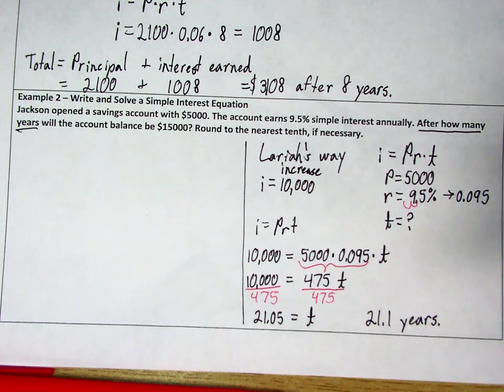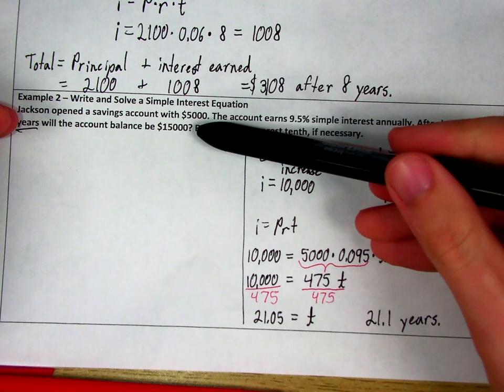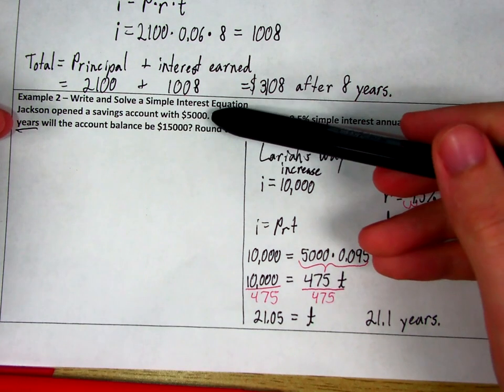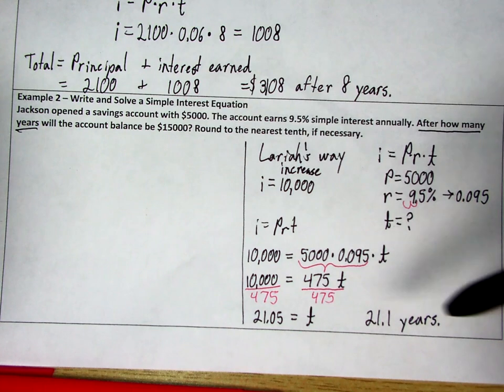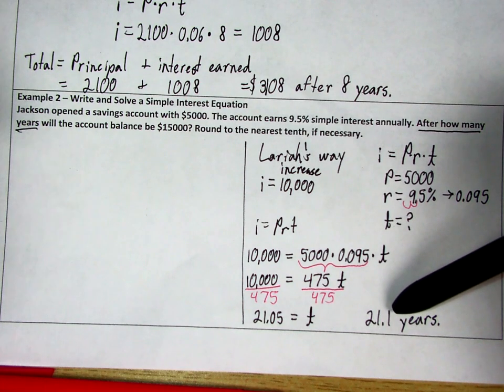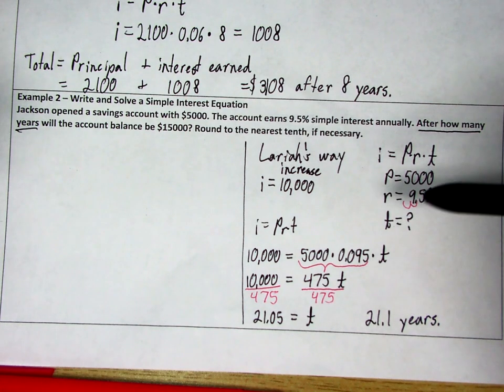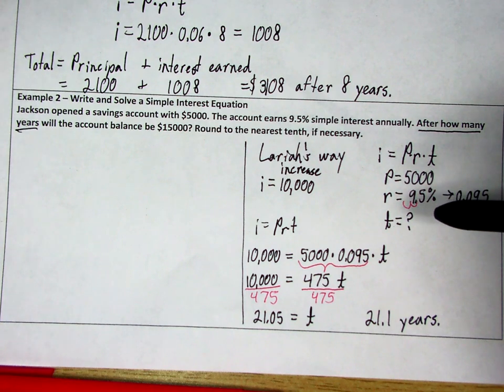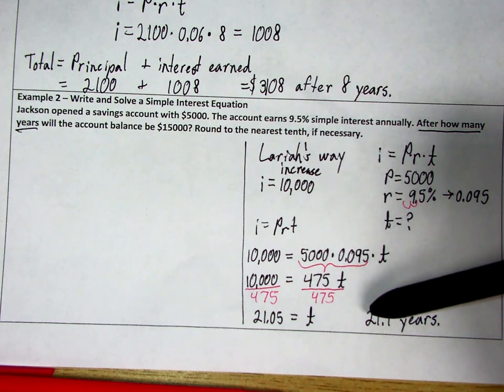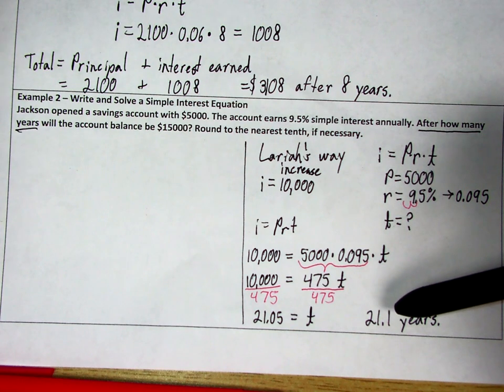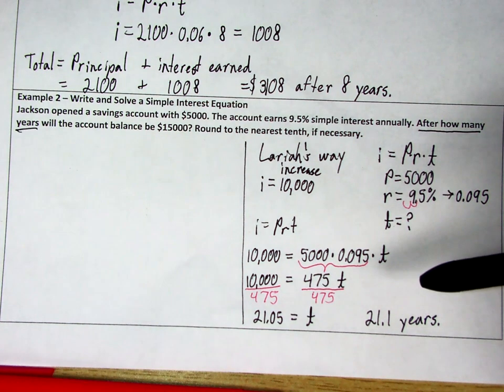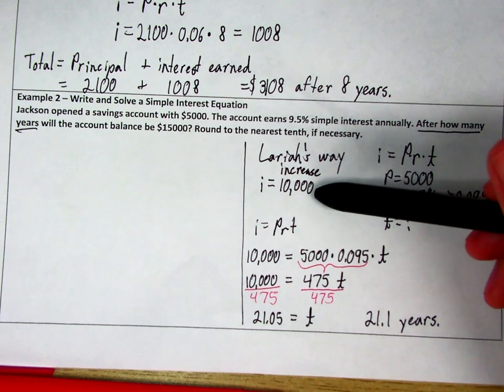We're finding that Jackson wants to have $15,000 after depositing $5,000. He's going to have to wait 21.1 years. That's 21 years and about a month, a little bit more than a month. That's a long time to wait to earn $10,000.